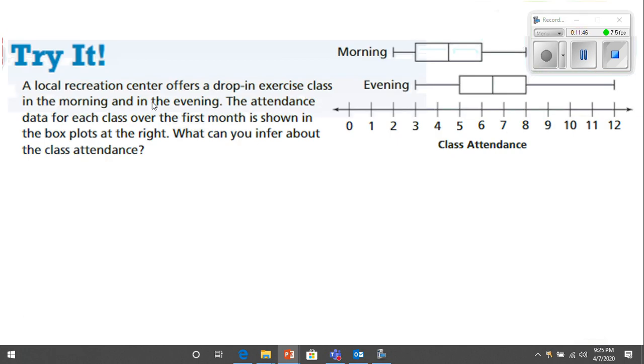A local recreation center offers a drop-in exercise class in the morning and in the evening. The attendance data for each class over the first month is shown in the box plot at the right. What can you infer about the class attendance?